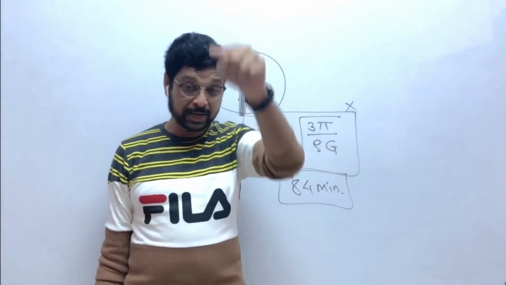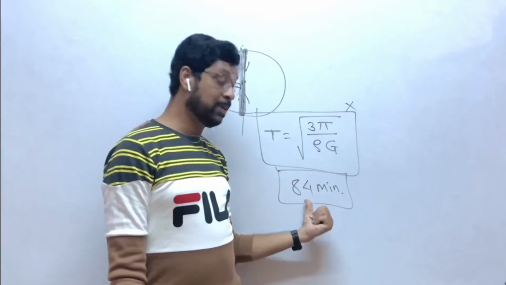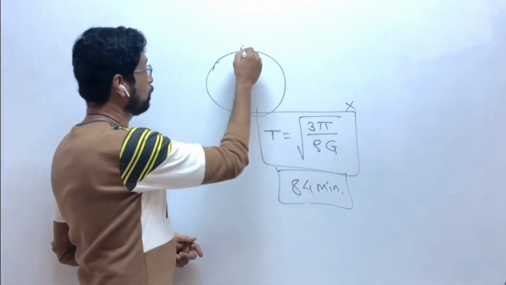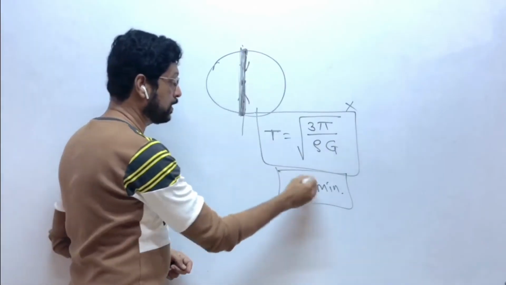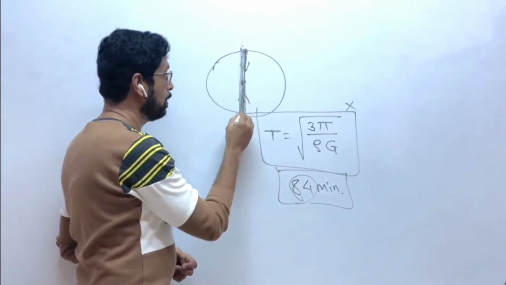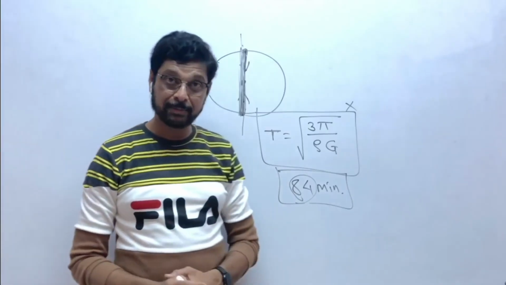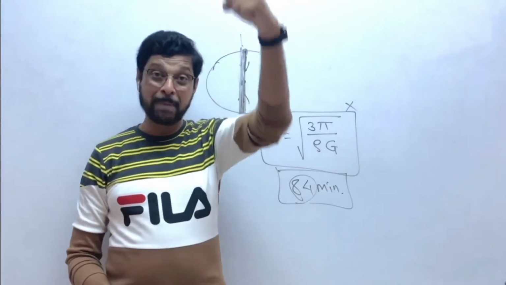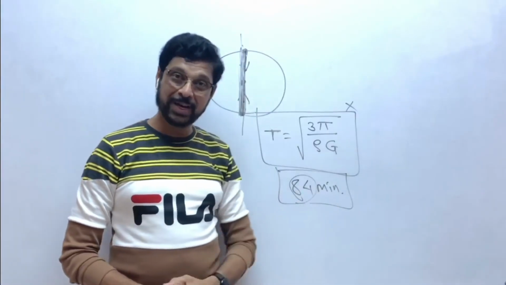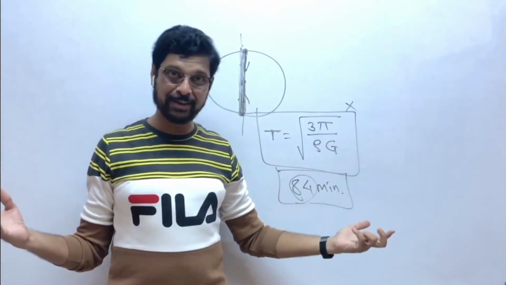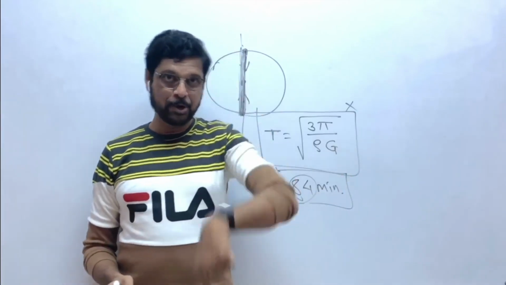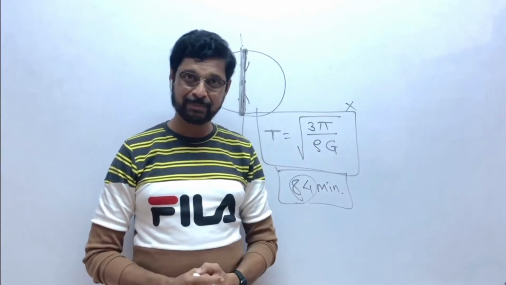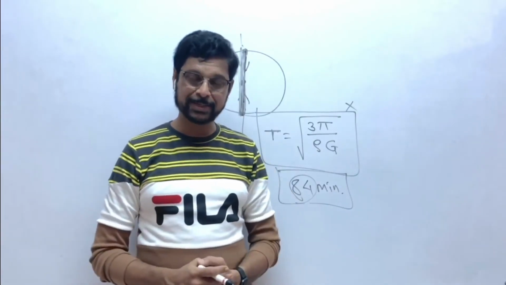That means the time it takes to go down and come back is 84 minutes. Suppose you are dropped from here, then in 84 minutes you go to America and come back. The time taken to reach America and come back will be 84 minutes. So you don't have to solve this question. You have to directly remember that the periodic time of oscillation is 84 minutes. You can convert it into seconds if the option is in seconds.